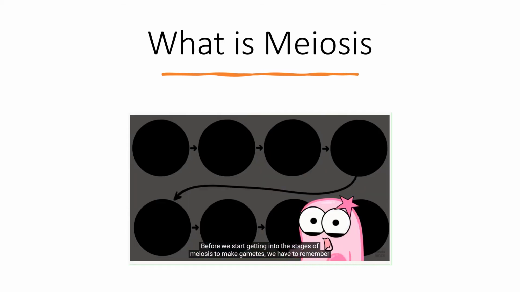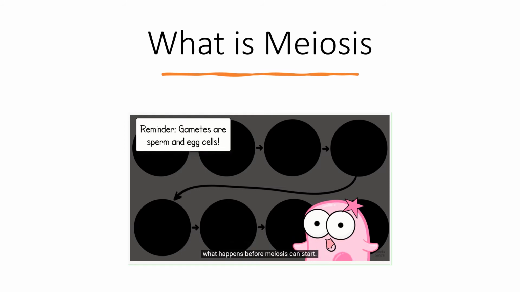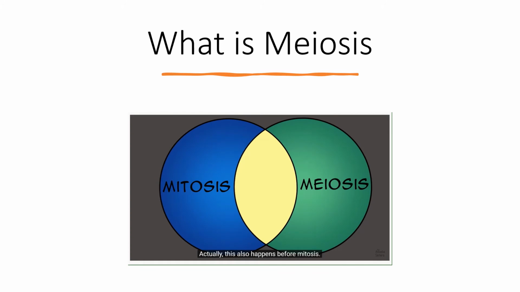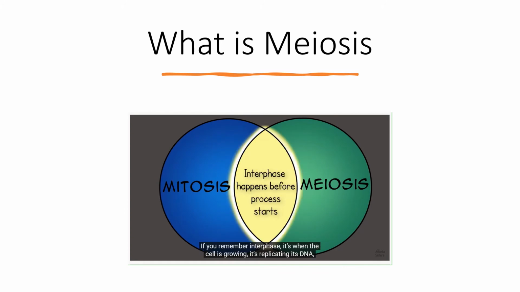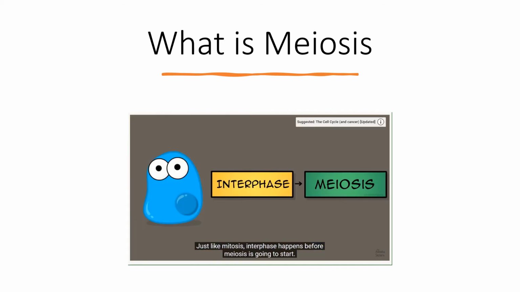Before we can start getting into the stages of meiosis to make gametes, we have to remember what happens before meiosis can even start. Actually, this also happens before mitosis. It's the stage known as interphase. If you remember interphase, it's when the cell is growing, it's replicating its DNA, it's carrying out cell processes, and just like mitosis, interphase happens before meiosis is even going to start.